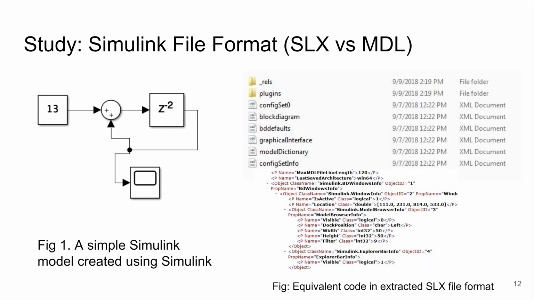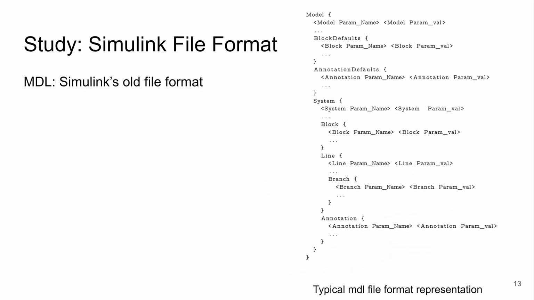So coming back, as we portray random model generation as a language modeling problem, first we have to decide what our training corpus will be. We cannot directly use the graphical model as it has to be encoded in a textual format. We had two choices for that: either use the new SLX format, which separates different Simulink model components into separate XML files, the one you see on the slide, or use the MDL format, which is MathWorks' proprietary file format before 2012.